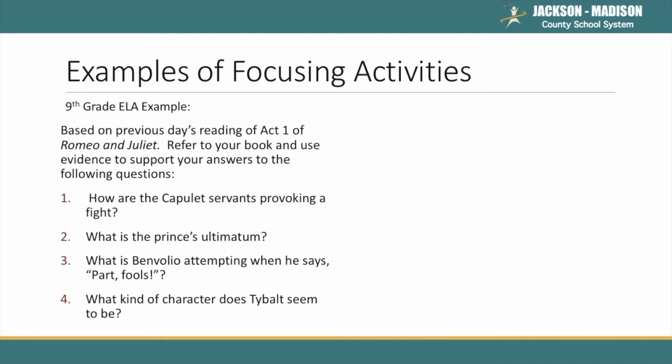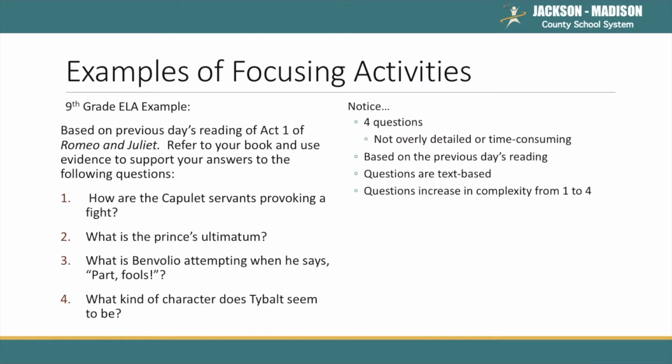Here you see an example of a 9th grade ELA focusing activity. Again, this was based on the previous day's reading of Act 1 of Romeo and Juliet. It requires students to refer to their book and to use evidence to support their answers. Again, notice there are 4 questions. They're not overly detailed. They're based on the previous day's reading. The questions are text-based, and they do increase in complexity from 1 to 4.